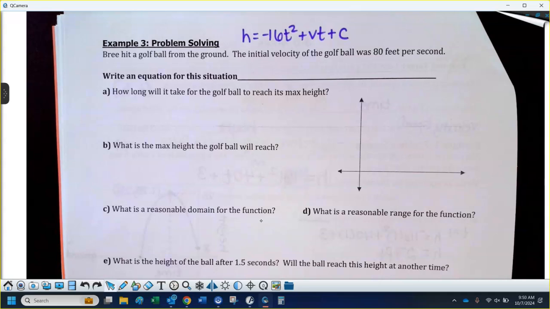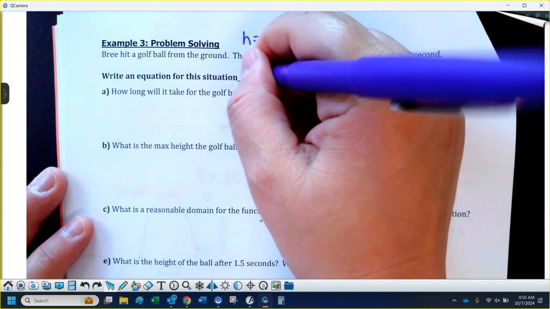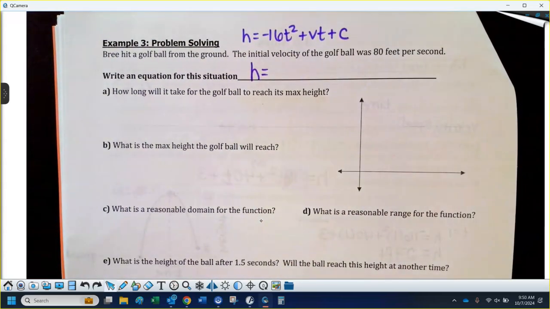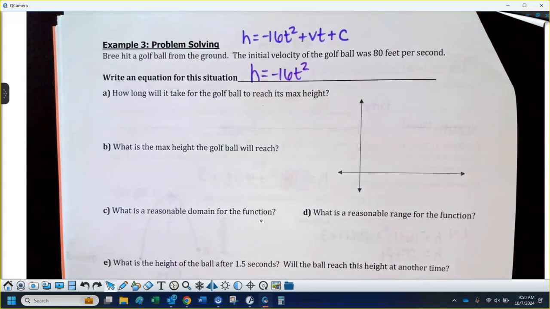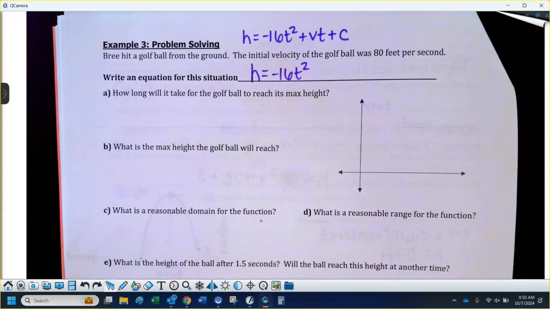What would the equation look like here? If you plugged in the velocity and the initial height, what would you write down? Somebody raise your hand and tell me. So it would be height equals, we got to have the -16, that first term doesn't change because that's just talking about gravity. What would you plug in for V and what would you plug in for C? Riley, what do you think?